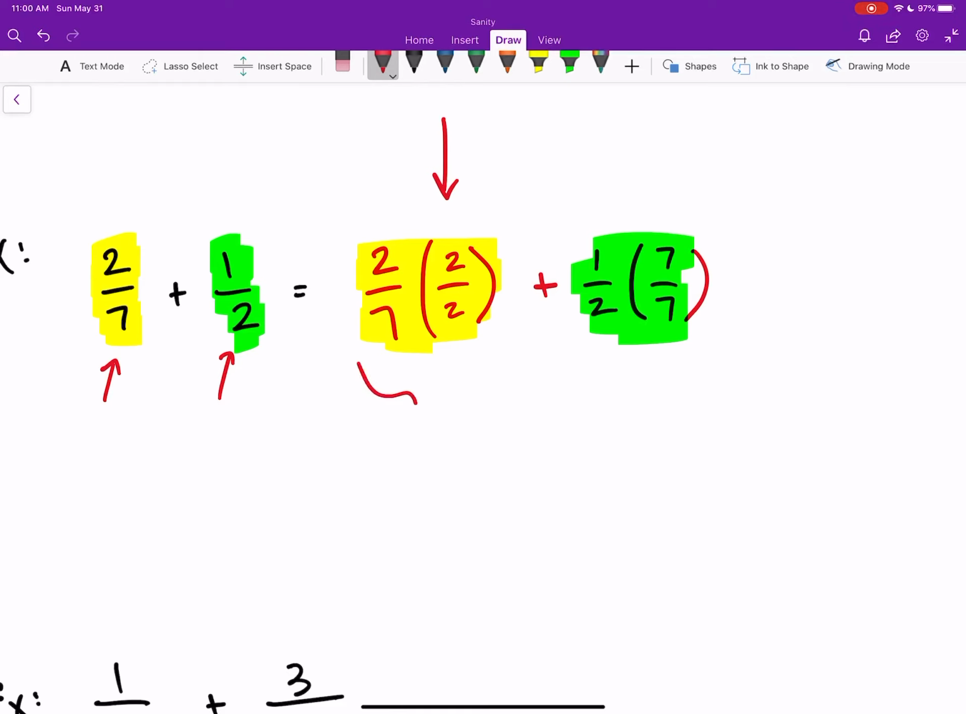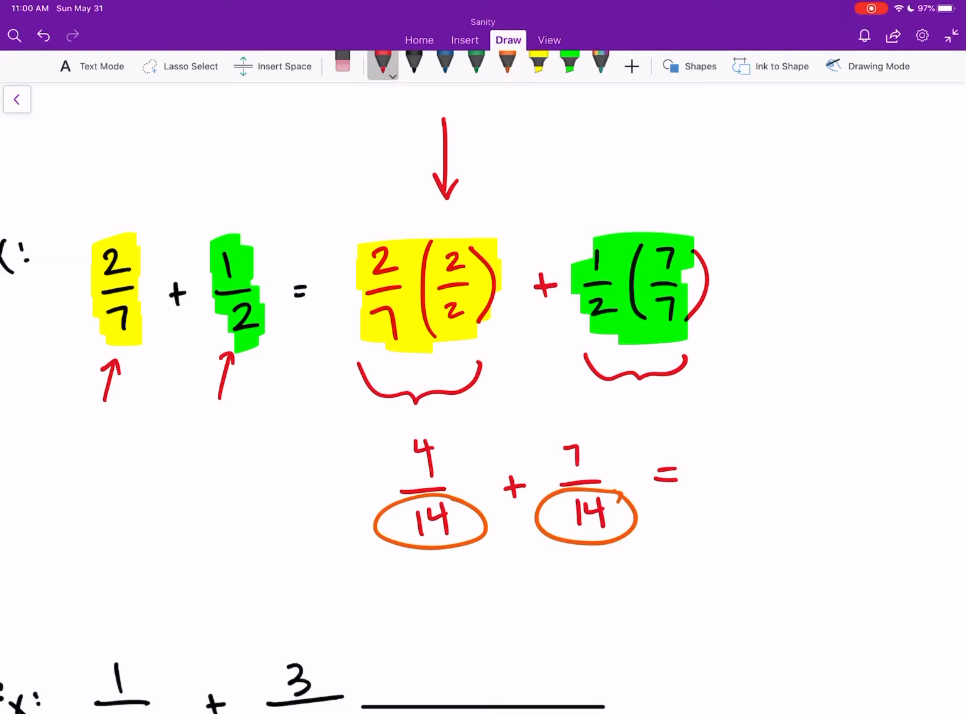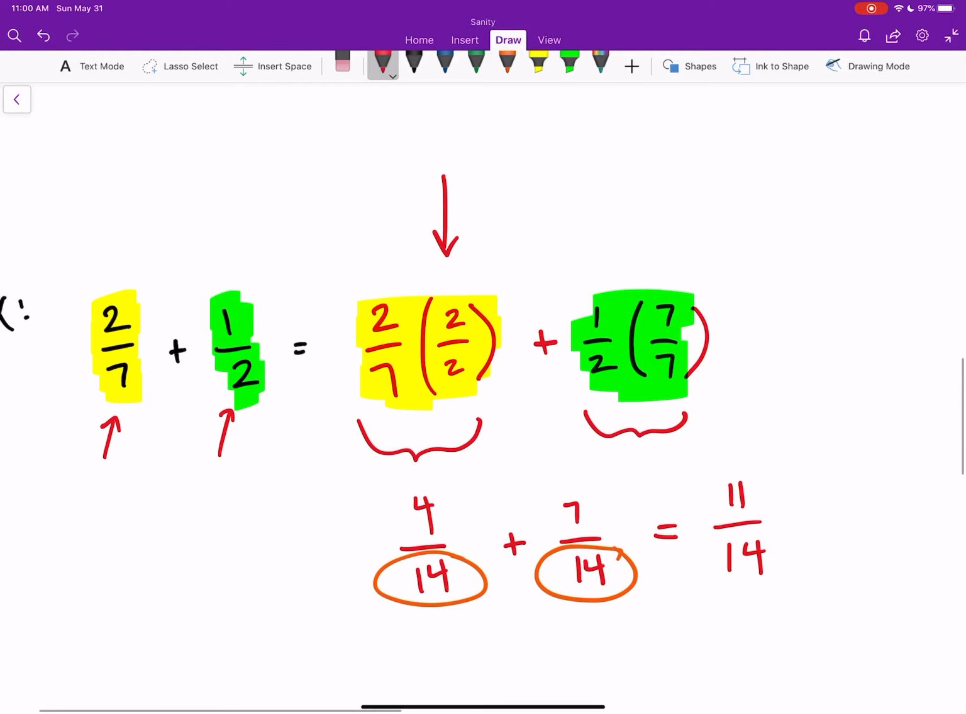So this first part is going to simplify down to 4 over 14. Again, all I did was multiply those fractions straight across, and then I have plus, and multiplying these fractions straight across, I get 7 over 14. Now I have a common denominator of 14 in both fractions. Now I can just add like regular fractions, and that's going to give me 11 over 14. Okay, so that's how we do it with just our regular numbers.